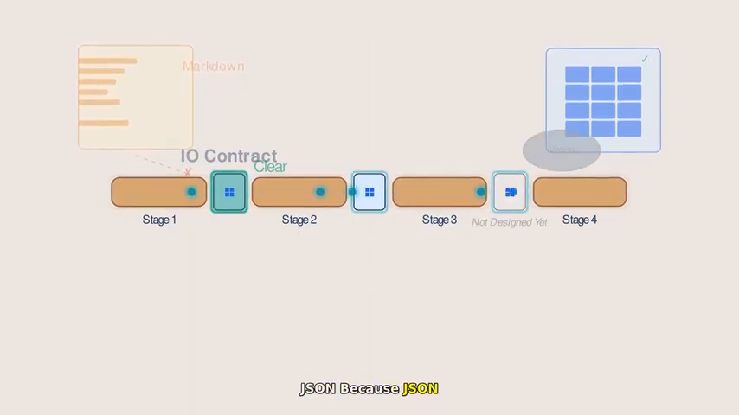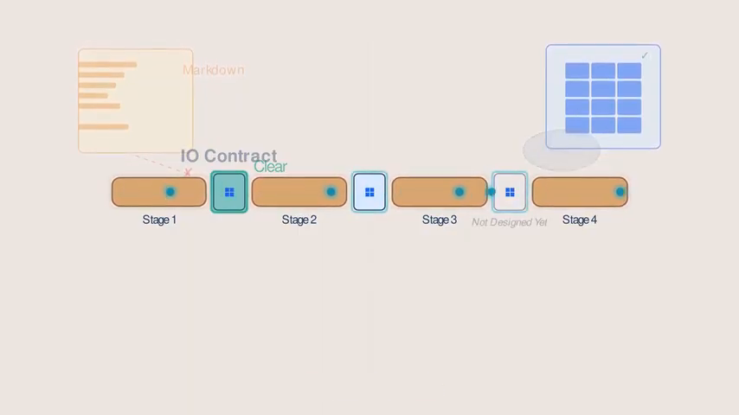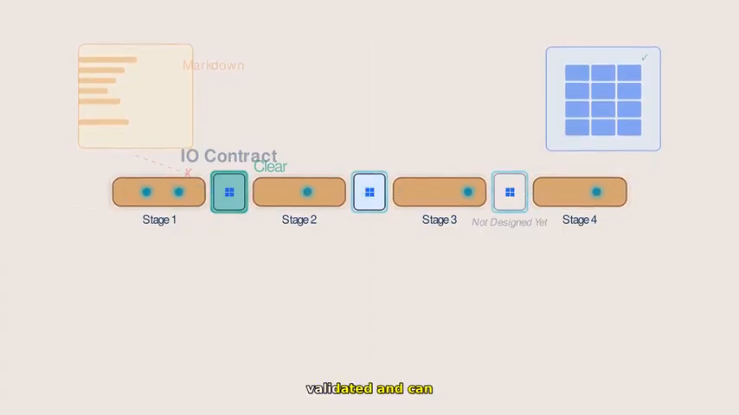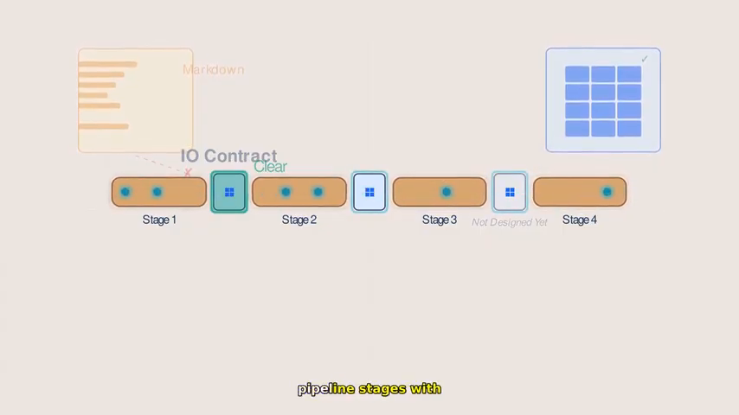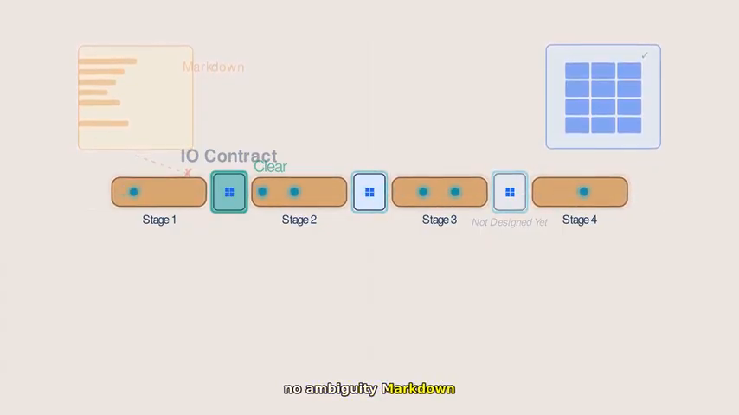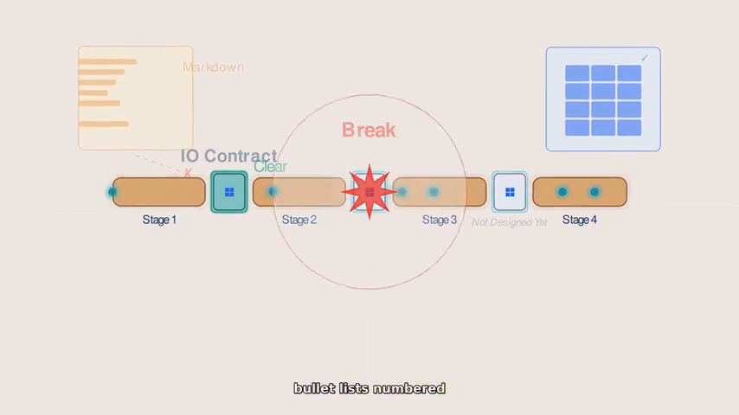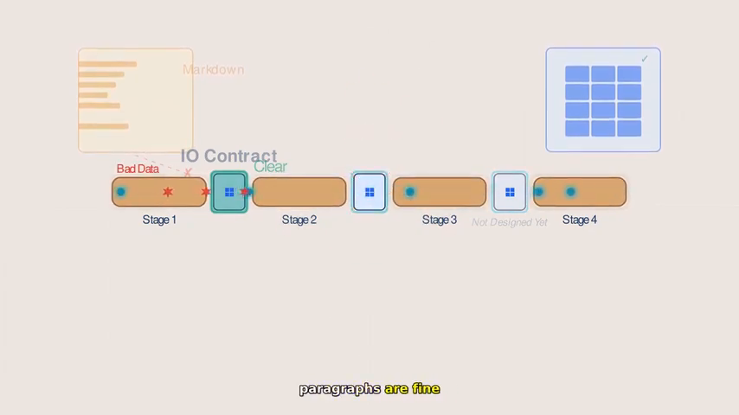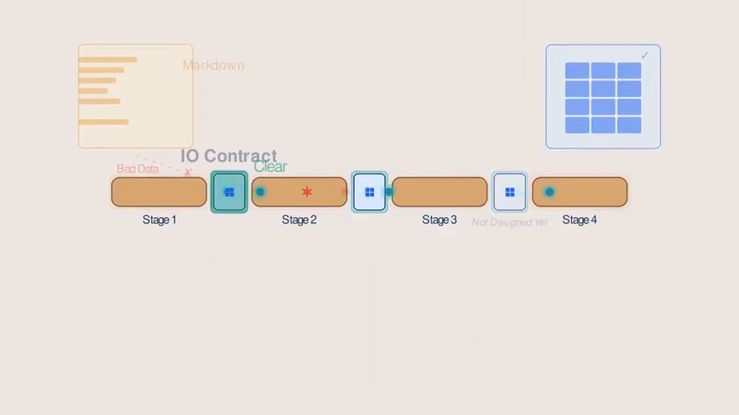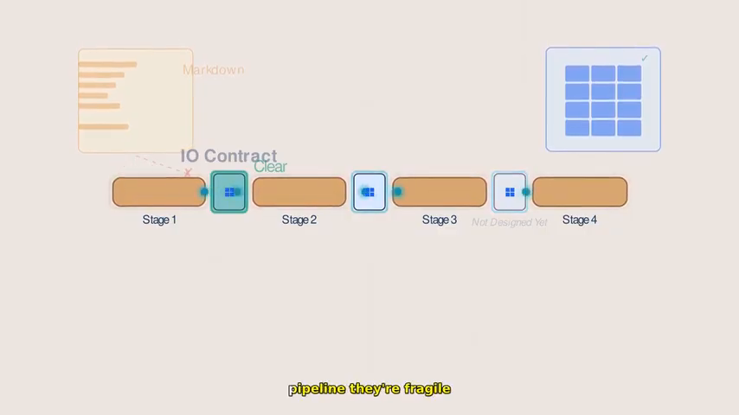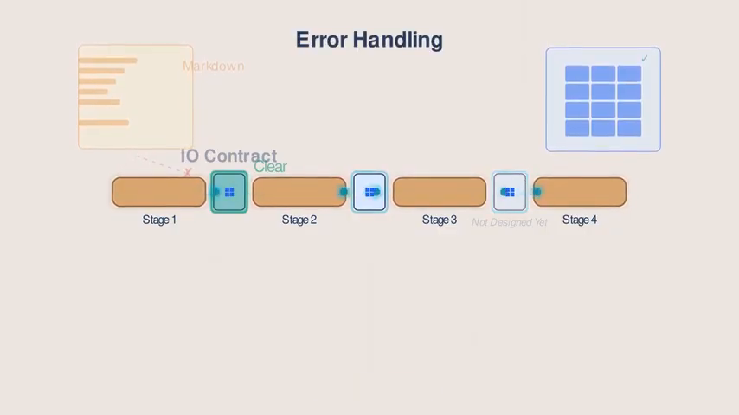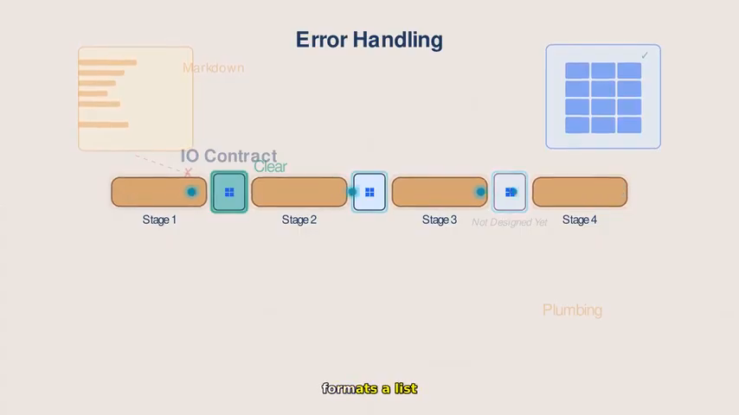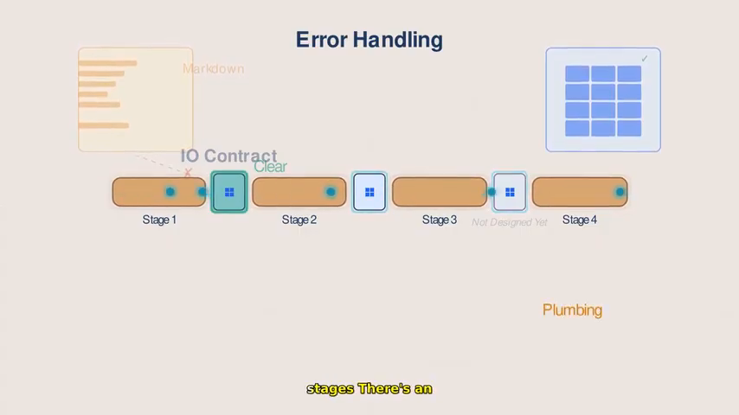Why JSON? Because JSON is machine-readable, has a clear schema, can be validated, and can be passed between pipeline stages with no ambiguity. Markdown bullet lists, numbered lists, and free-form paragraphs are fine as final outputs, but as intermediate formats inside a pipeline, they're fragile. Small variations in how the model formats a list can break downstream stages.